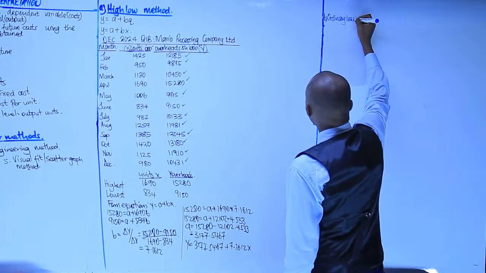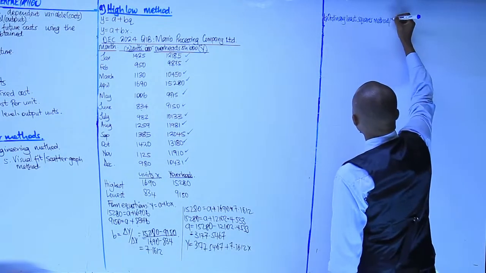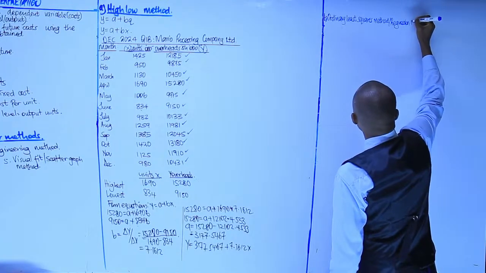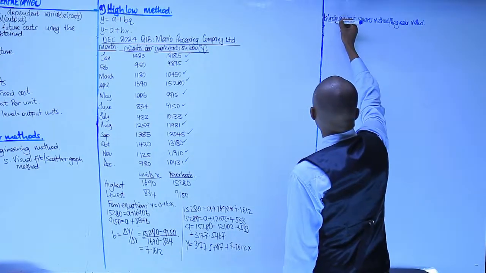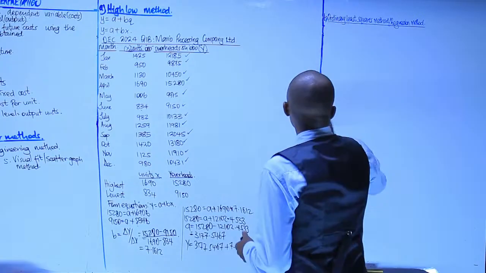Ordinary least squares method, sometimes also known as regression.